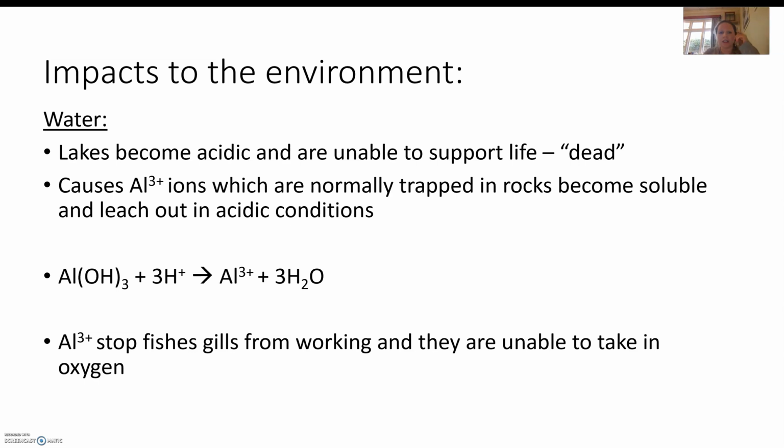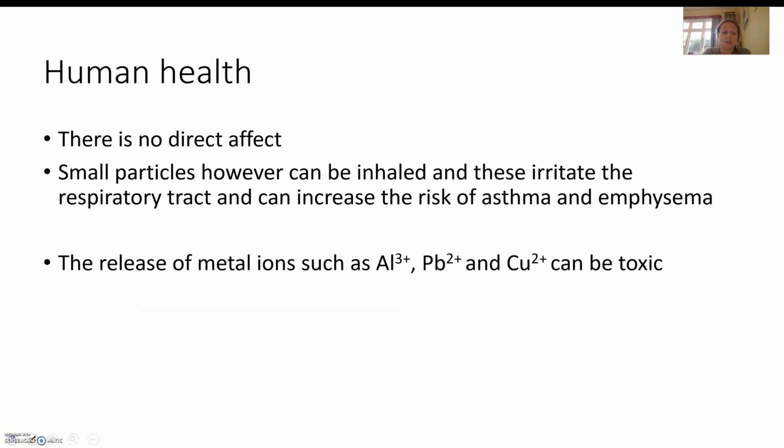And unfortunately, when the acid reacts, the aluminiums become soluble and leach out in acidic conditions. So aluminium oxide trapped in rocks can react with H+ ions, and these Al3+ ions come out. And the real issue with that is Al3+ ions actually stop the gills of fish working properly. So that's one big issue with water bodies, the aluminium ions getting released from rocks, and that harms fish, and they're not able to take in oxygen.